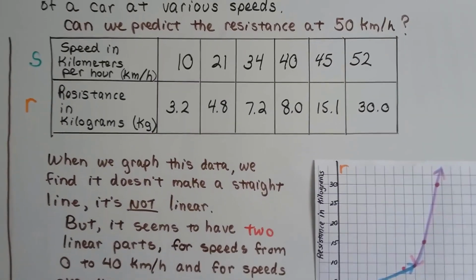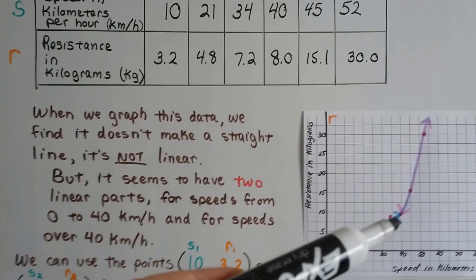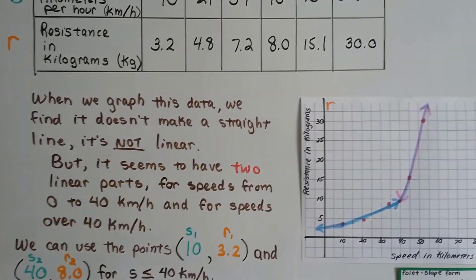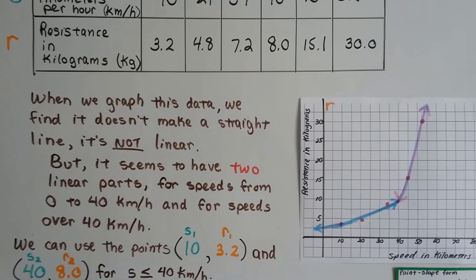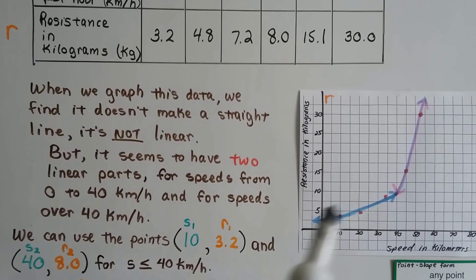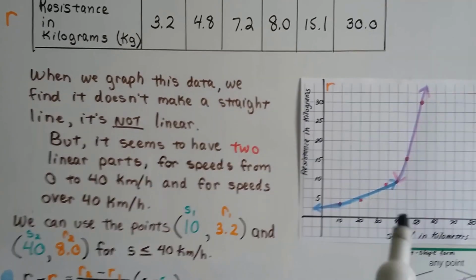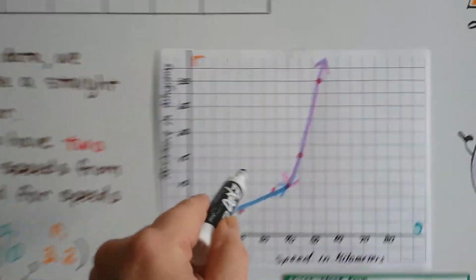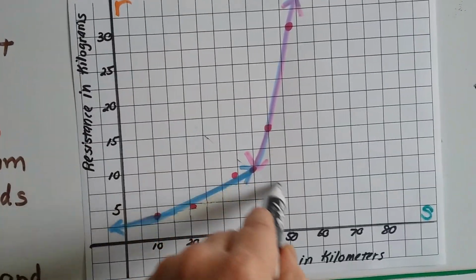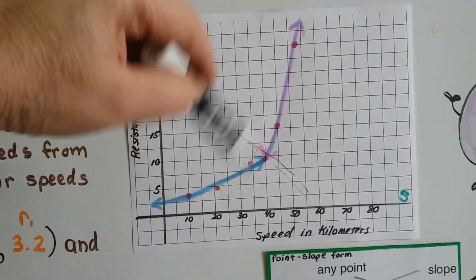When we graph this data, we find it doesn't make a straight line. It kind of goes straight to here to the 40, but then it shoots upwards like an angle. So it seems that there's two linear parts. There's this one and this one going upward, and it breaks at 40. So it's almost as if we've got two lines, see? There's this one and this one.